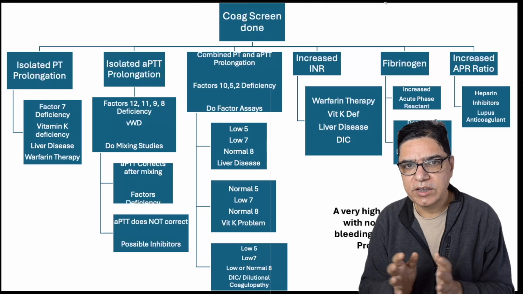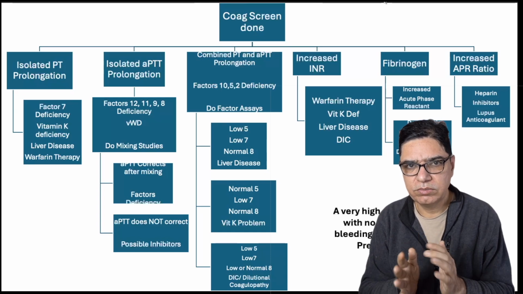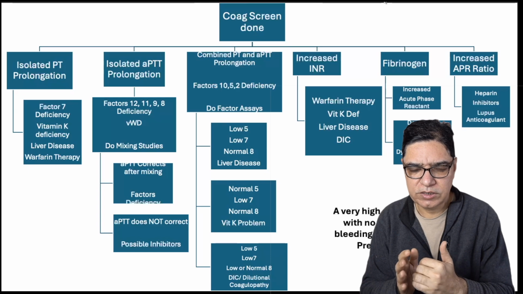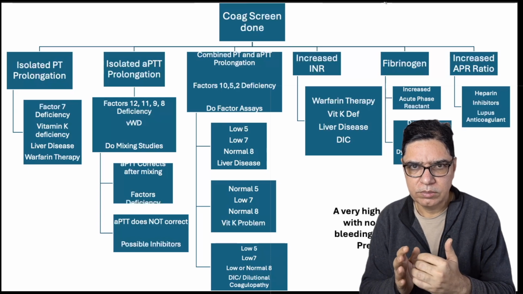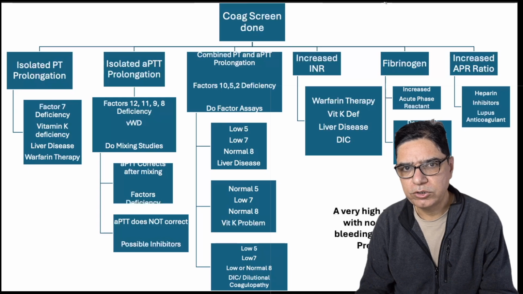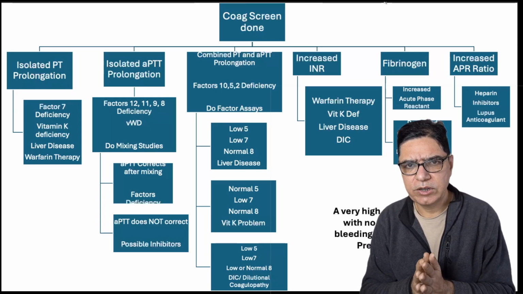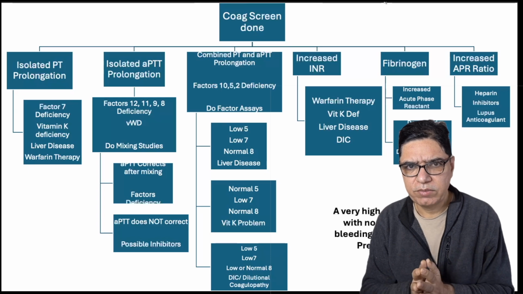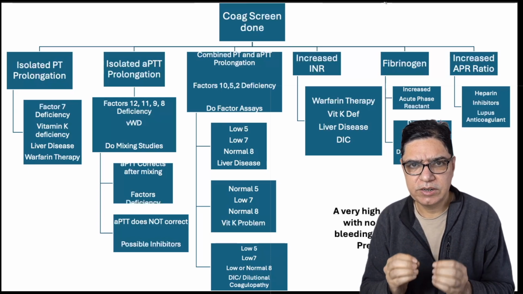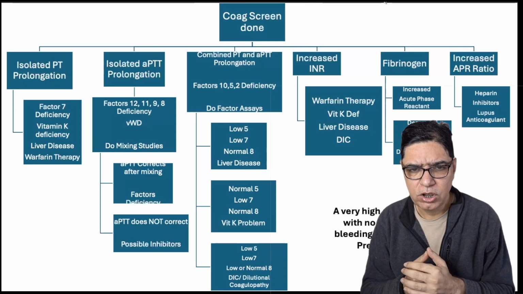If you've got an increased INR, where the PT is raised, you take the standard PT and you take out that ratio. If it is more than 1.2, then probably this can happen because of anticoagulant treatment like warfarin therapy. It can also occur because of vitamin K deficiency, liver disease, and disseminated intravascular coagulation.